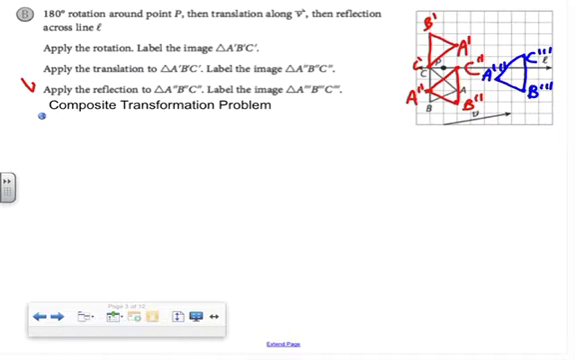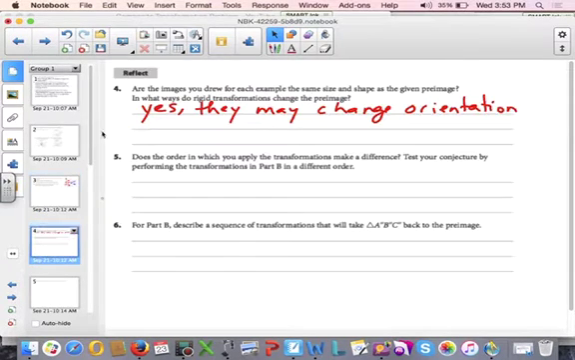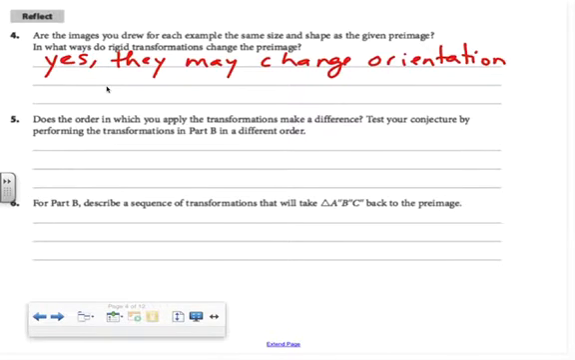So how does that compare to where it landed in the last example? If we compare the location of A triple prime, B triple prime, C triple prime when I changed my order of transformations to where it was originally, we see that the order does matter. So you want to make sure that you are performing these transformations in the order in which it's described to you. So to answer this question, yes, the order does matter.